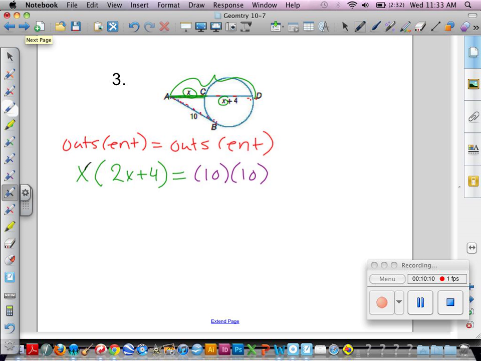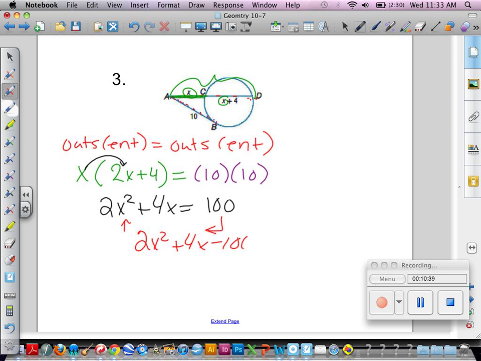All right, let's go ahead and distribute. I'm going to get my 2x squared plus 4x equals 100. All right, so this has a quadratic term. It has an x squared in it. So I need to get everything on one side, and then I need to factor it. So I'm going to move my 100 over. I've got 2x squared plus 4x minus 100 is 0.